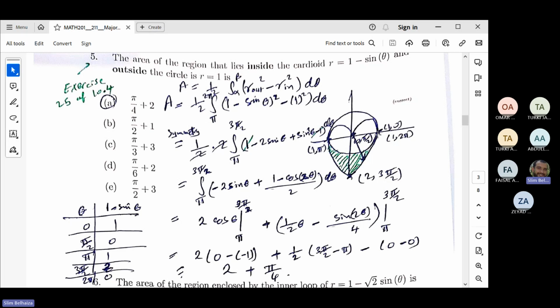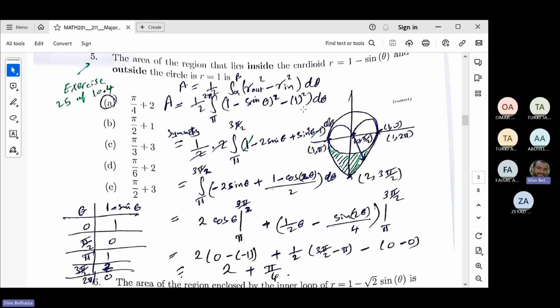Okay, so what do we want? In fact, we want to make sure that we're going from pi to 2 pi, because when we are at pi, we are here. We are at 1 pi. So we try to cover the whole region which is below here, between the circle and the cardioid. So in fact, we integrate from pi to 2 pi.